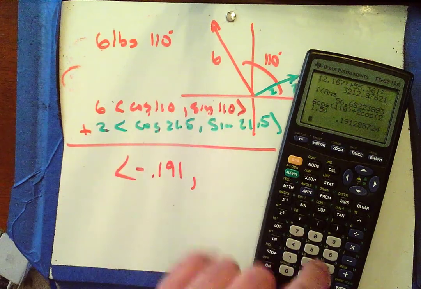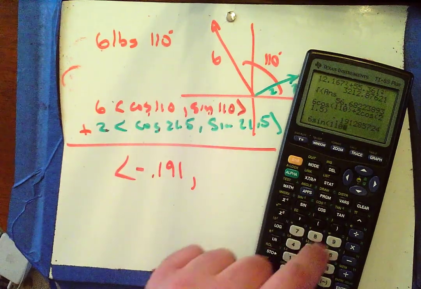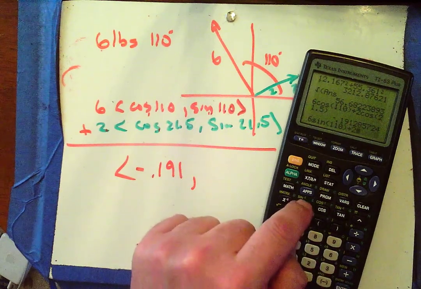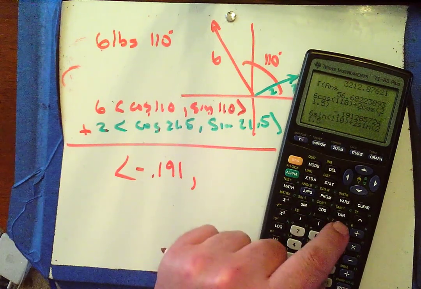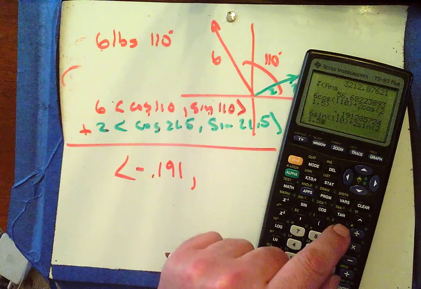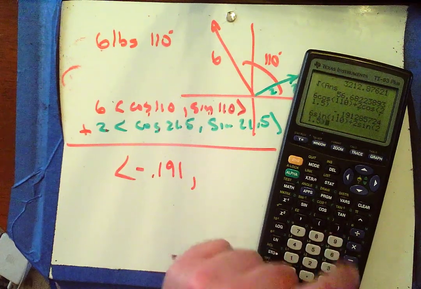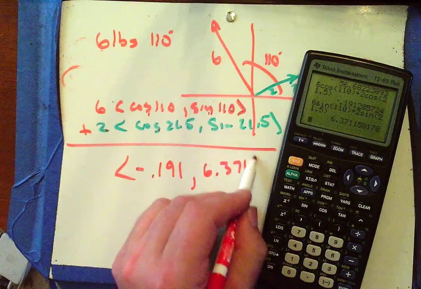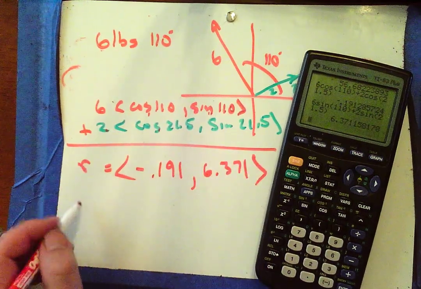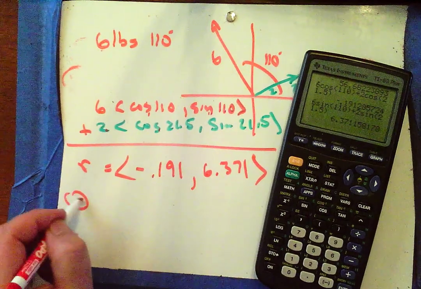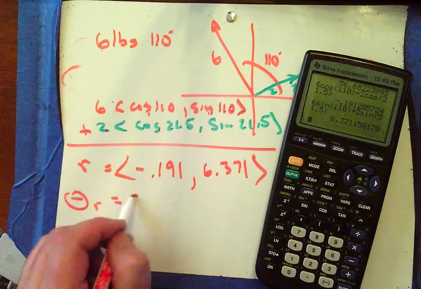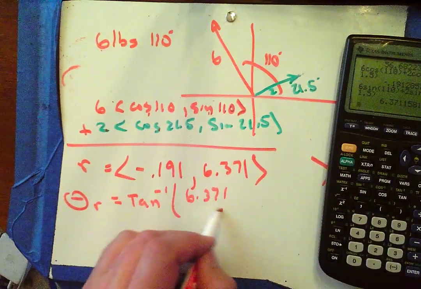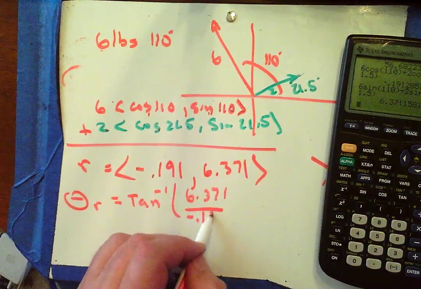6 times this one, 6 sine 110, close parentheses, plus 2 times sine of 21.5. Both of those are positive, so I'm expecting this answer to be positive: 6.371. So there's our resultant vector. Our theta r is going to be tangent inverse of 6.371 over negative 0.191.